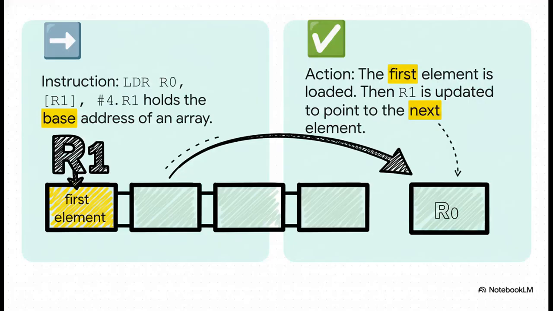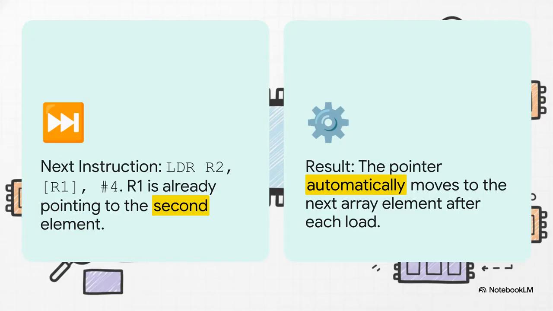So let's imagine our register R1 is a pointer, and it's starting at the very first item in our array. We use our trusty post-indexed instruction. This tells the processor, hey, go to the address in R1, load that first element into the R0 register so we can do something with it, and then update R1 to get ready for the next one. And here's where the magic really happens. Because we used post-indexing after that very first load, R1 was automatically and instantly updated to point to the second element in the array. So when we run the next load instruction, it's already in the perfect position to just grab the next piece of data.